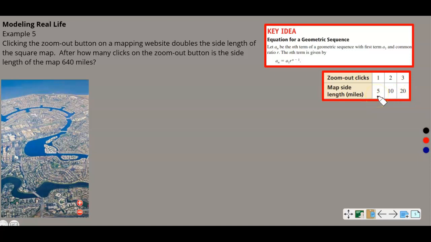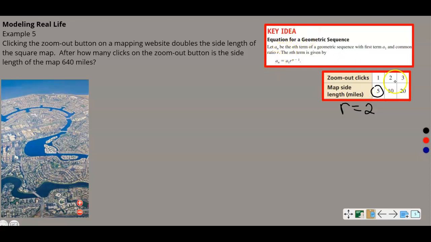So how do I double it? 5 times 2 is 10. 10 times 2 is 20. Remember, if you do 10 divided by 5, you get 2, or 20 divided by 10 gives you 2 as well. So all of that to say, our common ratio is 2. It also gives us our initial value. It says the first click is 5.